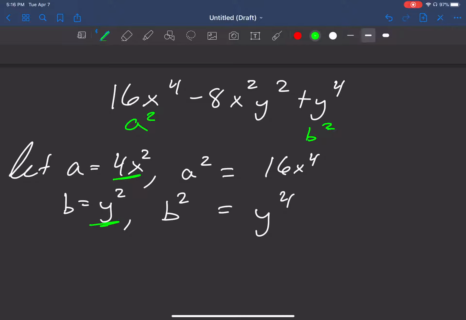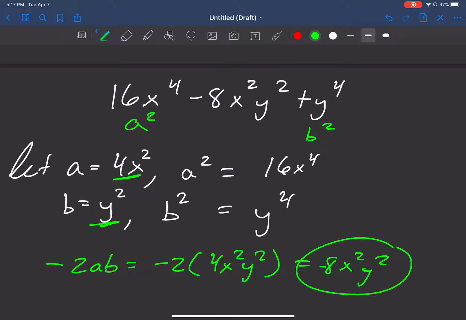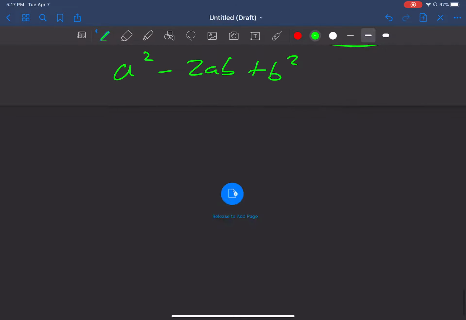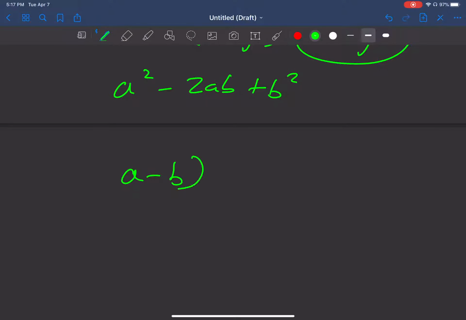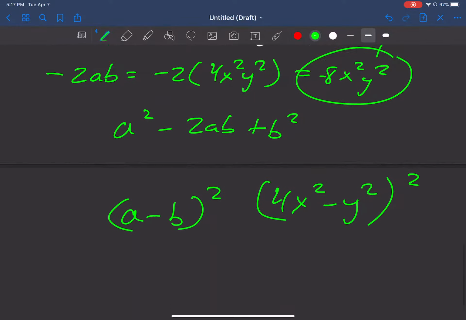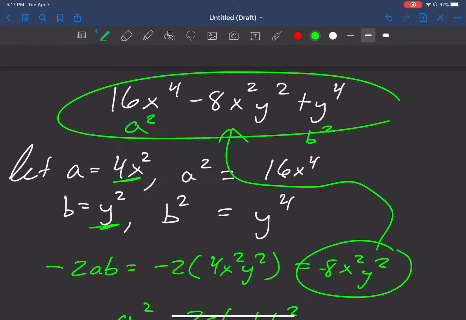So let's just do it over here on our side, scratch work. Minus 2ab equals minus 2 times a, 4x squared, times b, y squared. That's minus 8x squared y squared. Well, sure enough, that's that right there. So you have a squared minus 2ab plus b squared, right? What does that equal? That just equals (a minus b) squared. And what was your a? Your a was 4x squared, your b was y squared, and the whole thing was squared. So that's just another way of simplifying something like this that we're given.